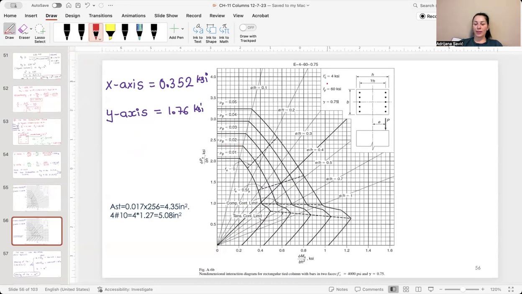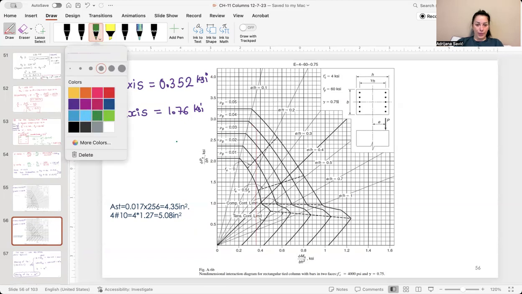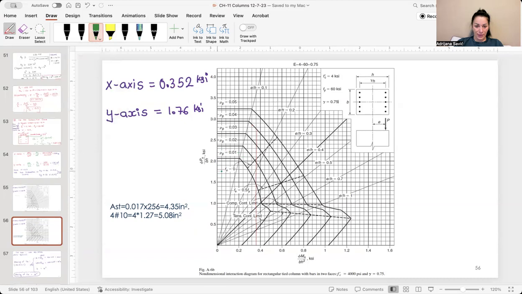Then we need to check the other interaction curve. Here we have gamma is 0.75. And again, for the x-axis we have 0.352. Again, it will be somewhere here. And on the y-axis we have 1.76. So 76 will be somewhere here. And this one is very close to 0.015. So the estimation or average between the two is around 0.017 times gross area.